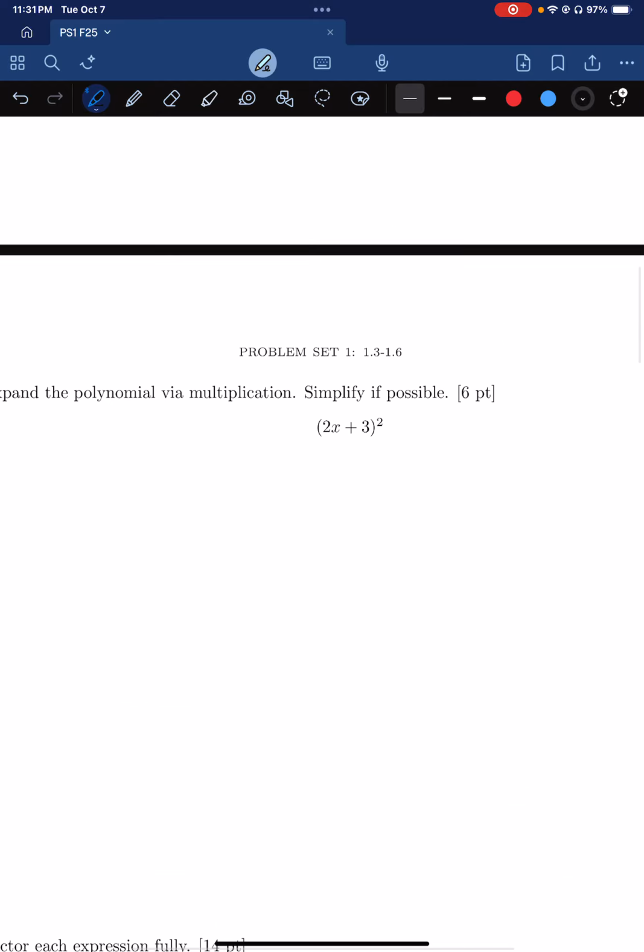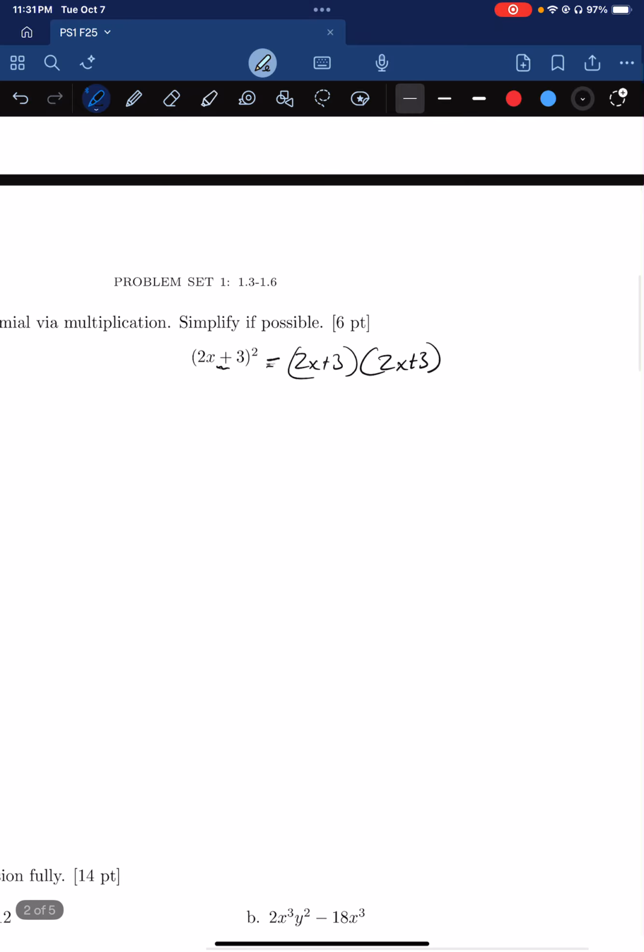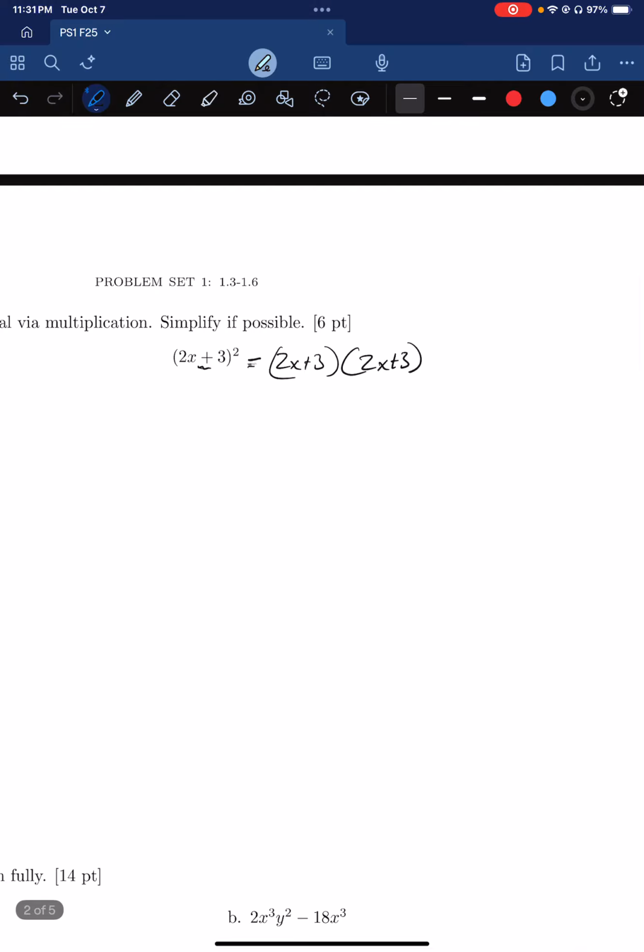Expand the polynomial via multiplication. Because we have addition in here, we can't just bring this 2 across like that. We're going to have to rewrite this as 2x plus 3 times 2x plus 3. Okay, and from here we can FOIL it. That's first, outer, inner, last.